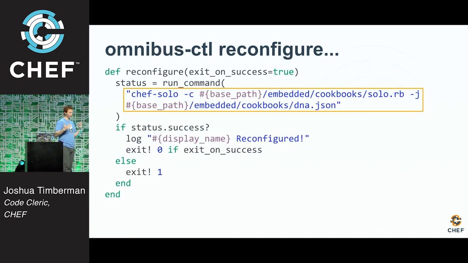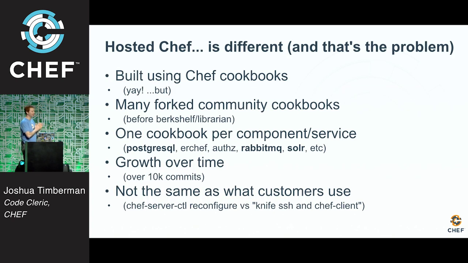Omnibus is our packaging system that we use to package up all of our server products, and down in the Omnibus ctl reconfigure code is running Chef Solo. So this is used across all the various Omnibus projects like Chef Server, Chef Analytics, reporting, manage, delivery, and so on. So those all use Chef Solo. However, hosted Chef is a little bit different, and that's kind of the problem.